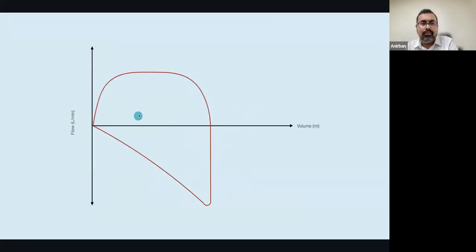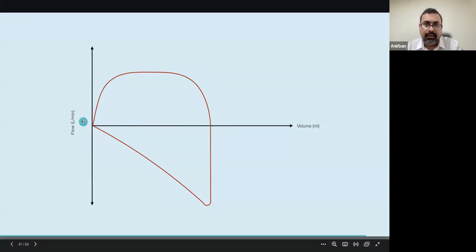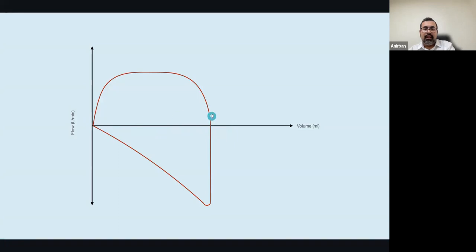Coming to flow volume loops. So what are flow volume loops? This is volume in the x-axis and the flow in the y-axis. If you have a spontaneously breathing patient, you will see this upside down. But in a controlled breath, a positive pressure breath, the inspiratory part will be up and the expiratory will be down. So this is a normal flow volume loop.